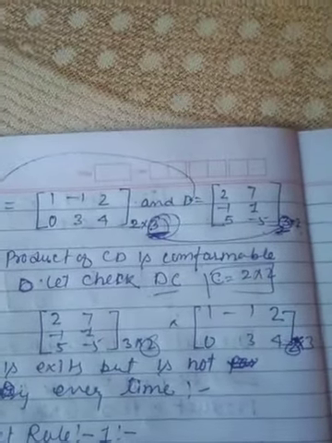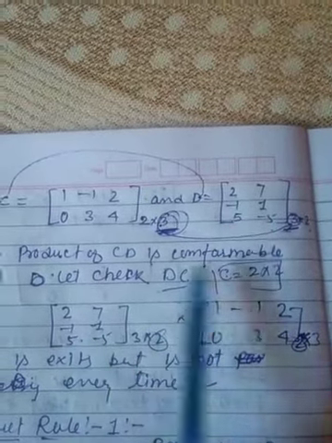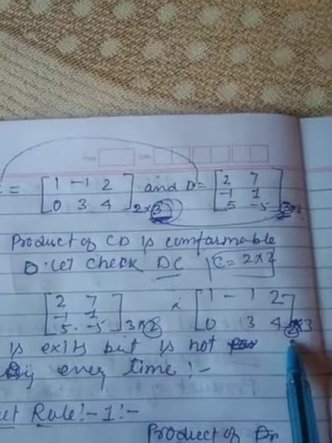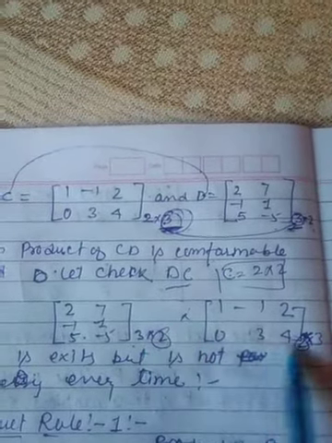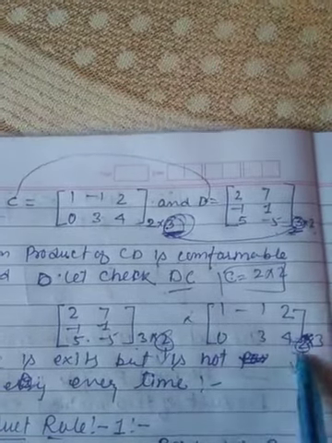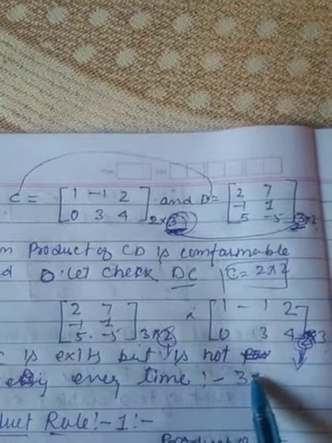Now the question raised in our mind is whether the product DC exists or not. Let's look at that. We write first D, which is 3 cross 2, and then C, which is 2 cross 3. Again, the number of columns of the first and the number of rows of the second are equal. So what is the order of the new matrix? 3 cross 3.